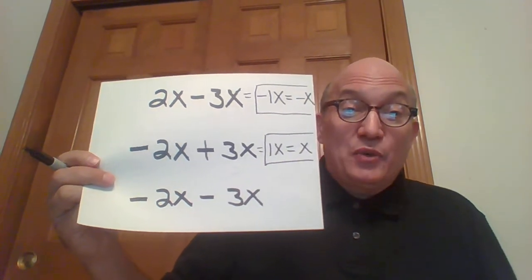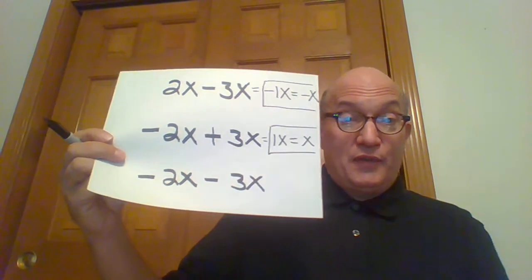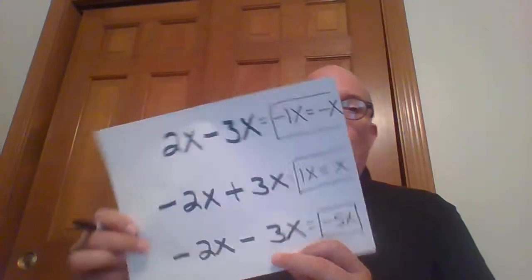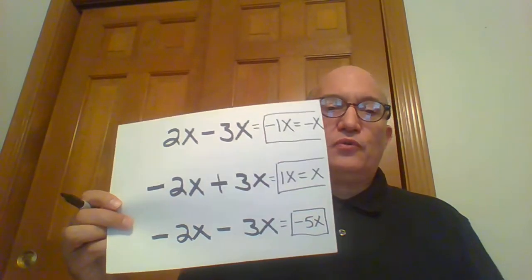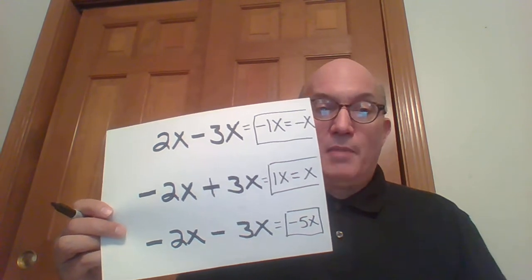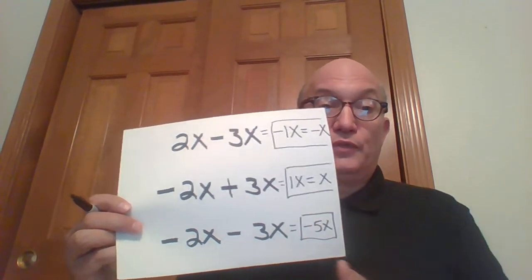Negative 2x minus 3x is negative 5x. So we recall that 2x plus 3x is 5x, but negative 2x minus 3x is negative 5x. And if these kinds of things seem a little foreign to you now, as you go through 7th and into 8th grade and into high school, these will become automatic.